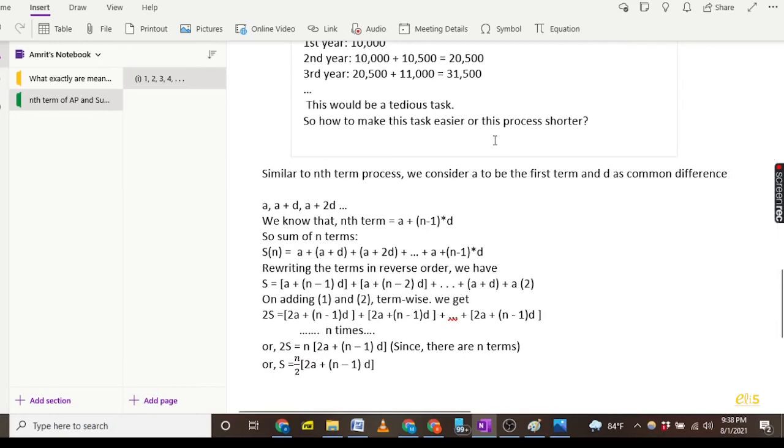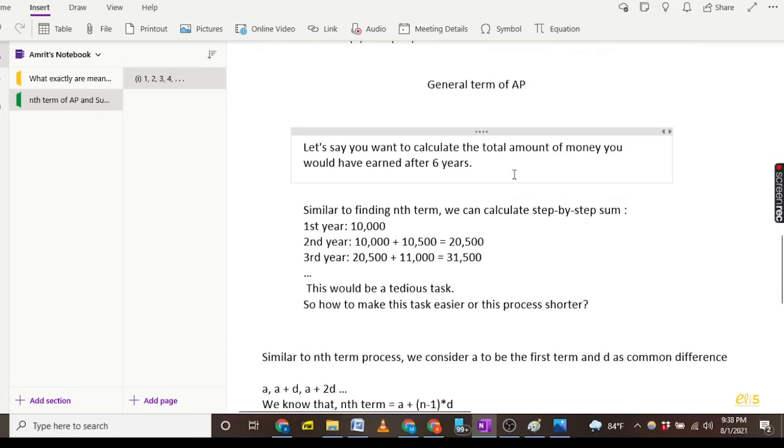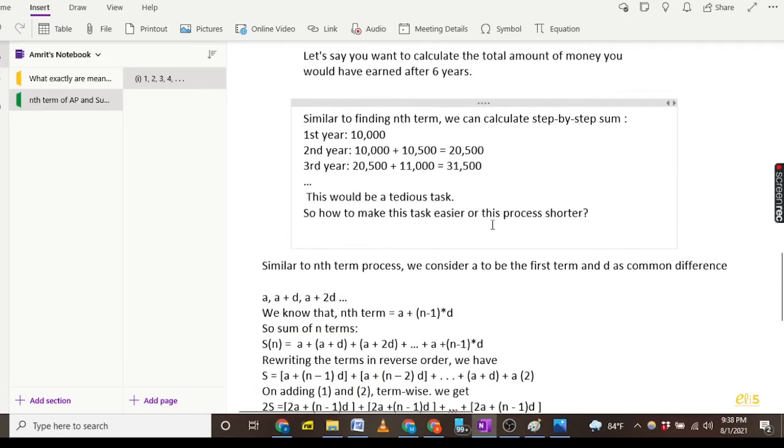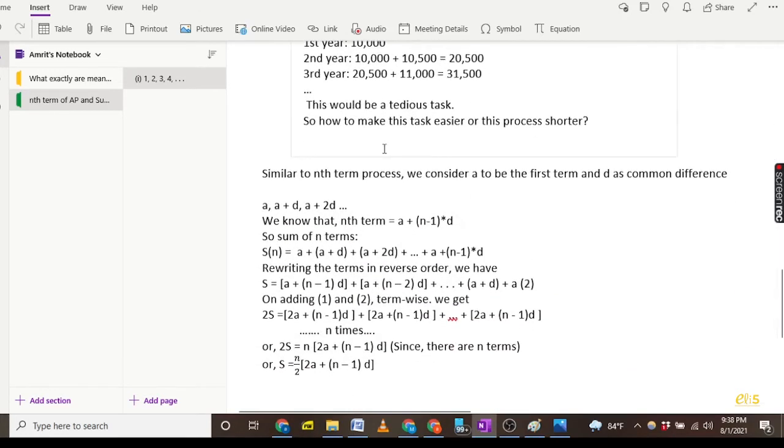So let's say we have to find the total amount of money you earned after 30 years. It will be a very tedious process. So in order to simplify this, what can we do? How can we make this task easier or this process shorter?